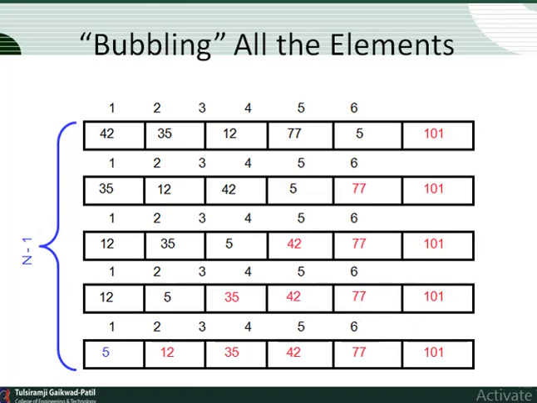In this n-1 place, with 35, 12, 42, 5 and 77, 12 and 5 and 77 may get swapped with each other. Accordingly, 77 gets its appropriate position, 42 gets its appropriate position after similar swapping, and accordingly the whole list is sorted like this.